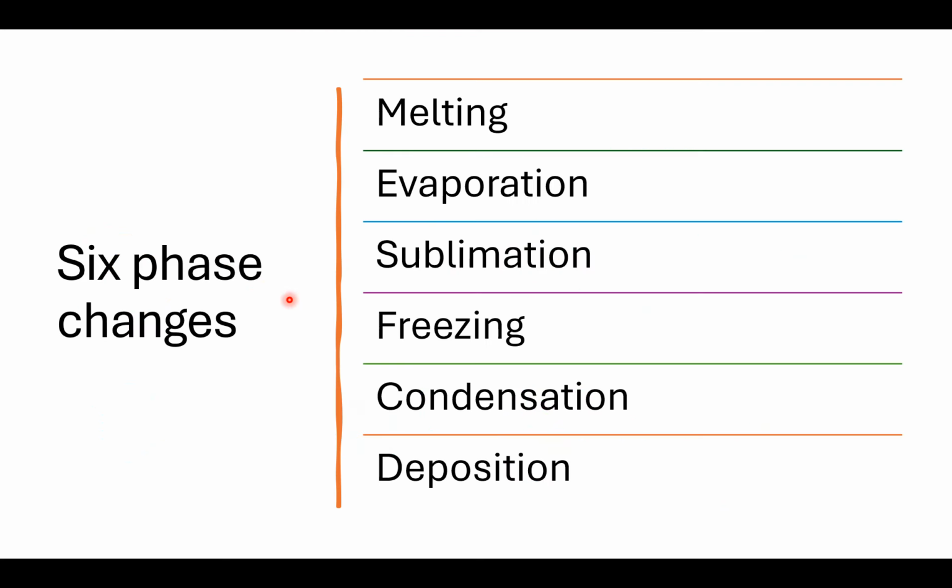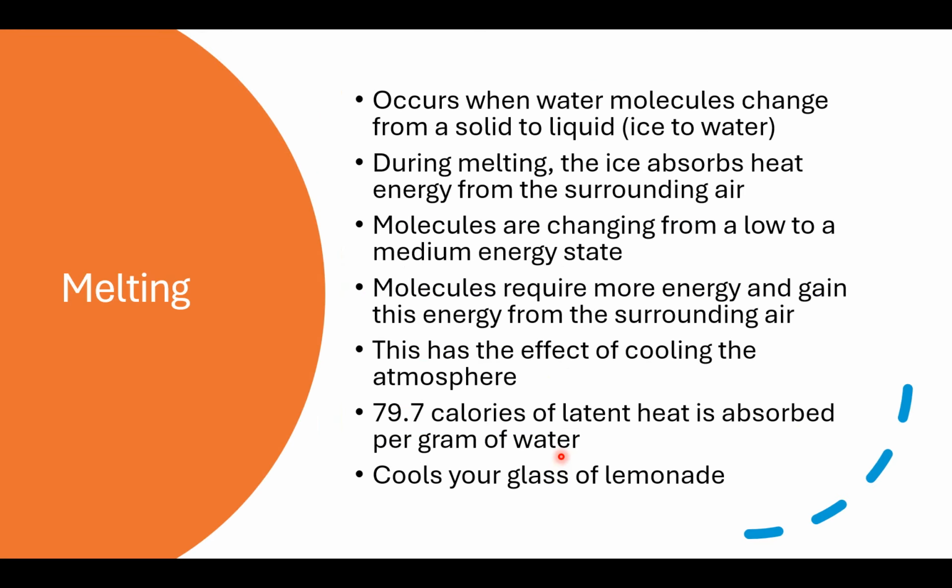All right, so let's break down six phase changes of water. We're going to talk about melting, evaporation, sublimation, freezing, condensation, and deposition. Let's start with melting. Now, what happens with melting? You may have observed this on a winter day where at one point you saw ice on the ground and the sun came out, and that incoming solar radiation helped to heat that area of ice and turn it to a liquid puddle. That's an example of melting.